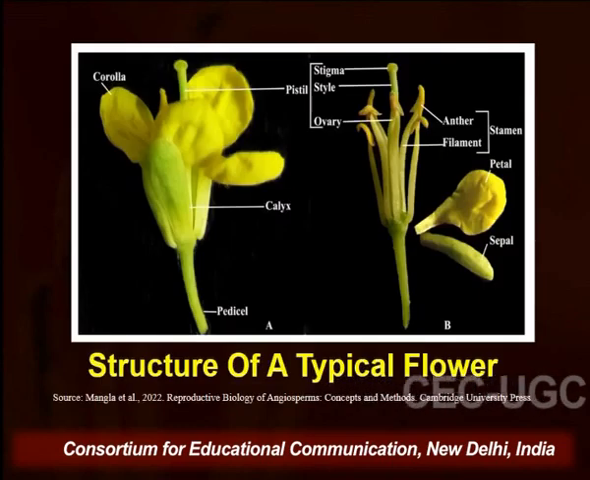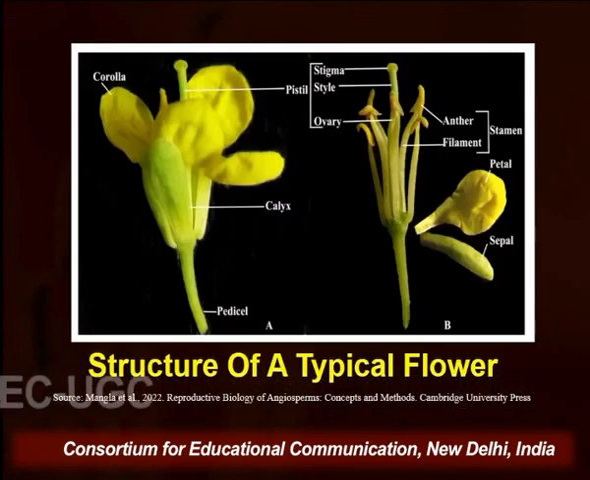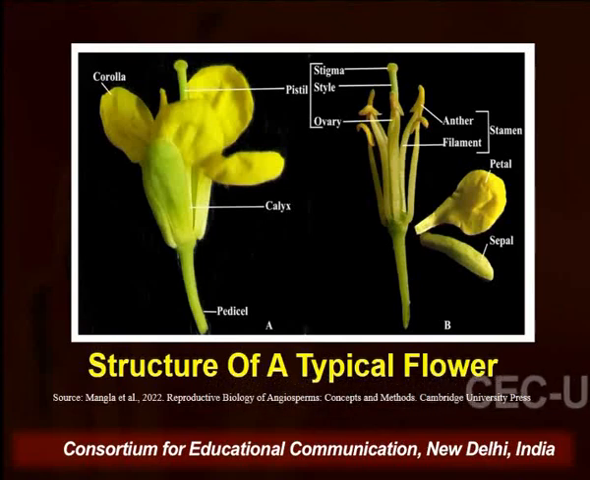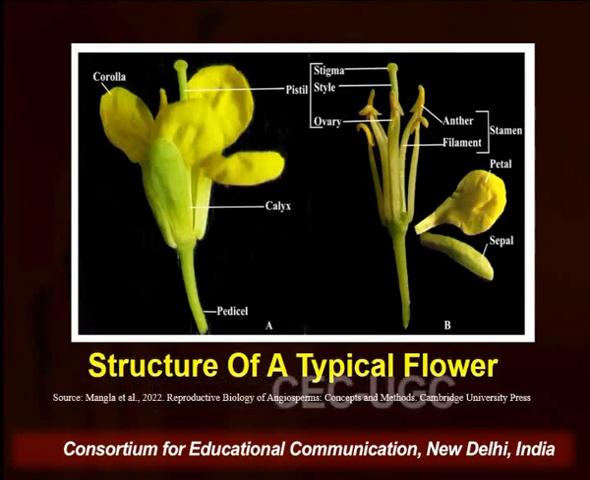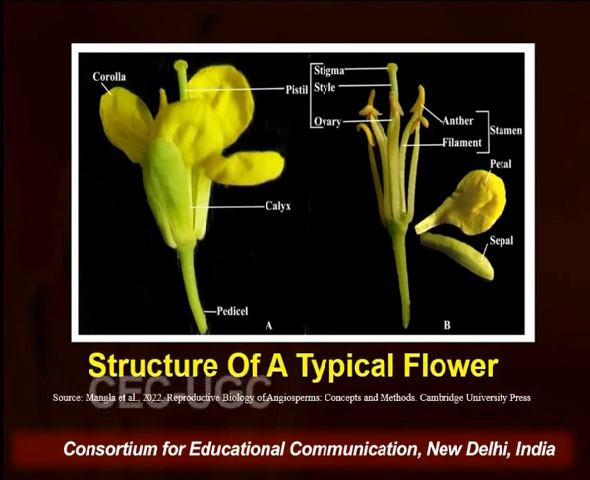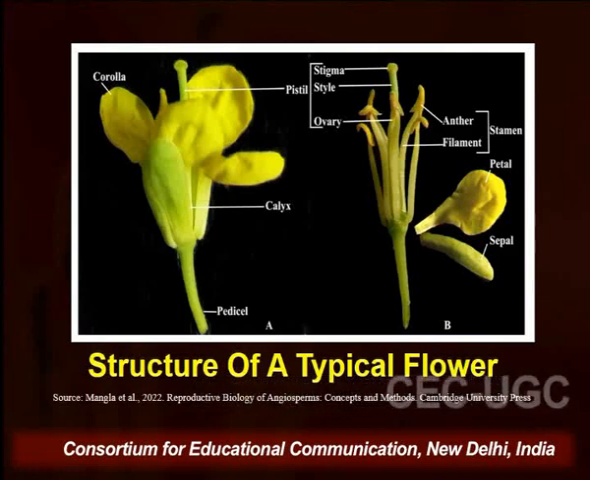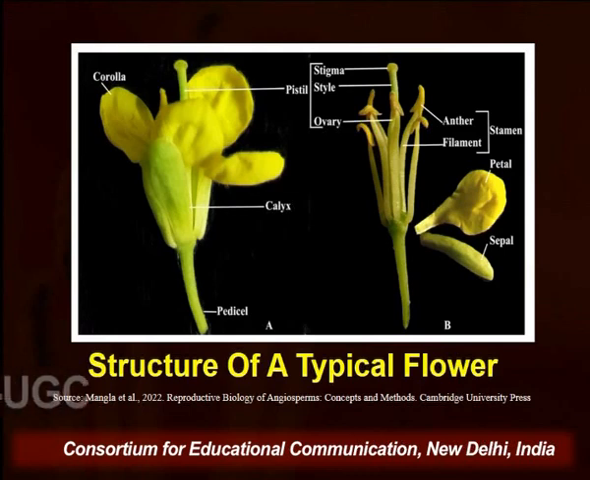Now, a typical flower consists of 4 whorls of leaf-like structures. Basically, flower is a structure which is involved in the reproduction of angiosperms. It is a determinate shoot and it comprises 4 whorls of leaves. Starting from the outside, these whorls are the sepals, the petals, the androecium, and the gynoecium. The outermost whorl is a calyx which comprises sepals. Inner to calyx is the corolla, which comprises petals, and then there are 2 reproductive whorls, that is the androecium, the male reproductive structure, and the gynoecium, which is the female reproductive structure.